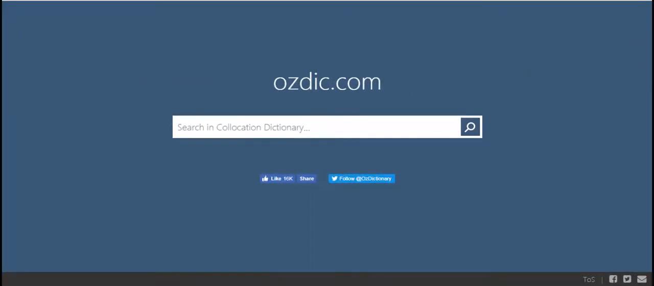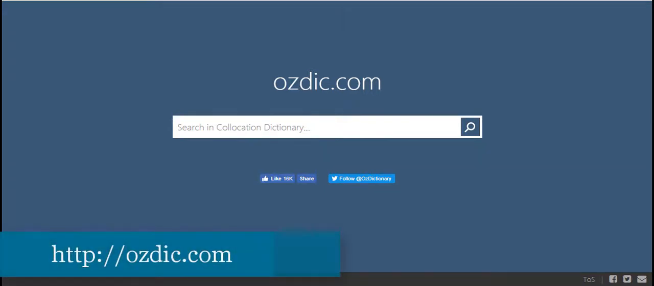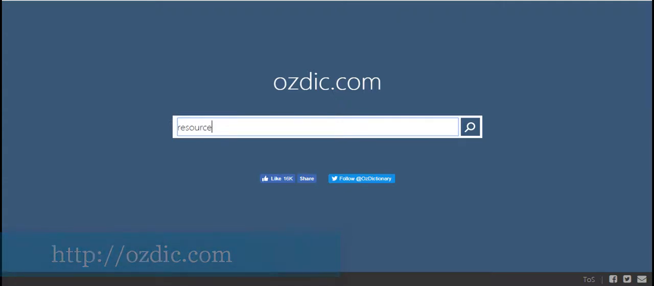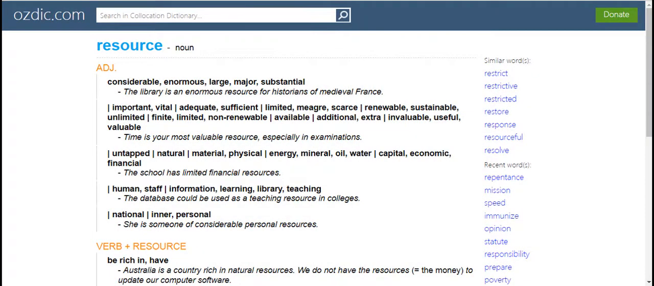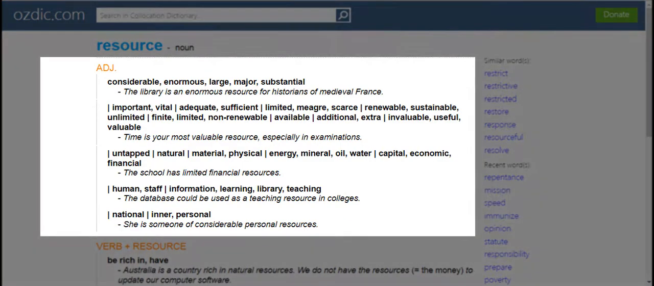Collocation dictionaries are available in online format, but there are fewer than regular dictionaries. One option is osdic.com. I can search the word resource to see how it is typically used and what words are often used along with it. The results include a few different categories. The first one is adjectives.